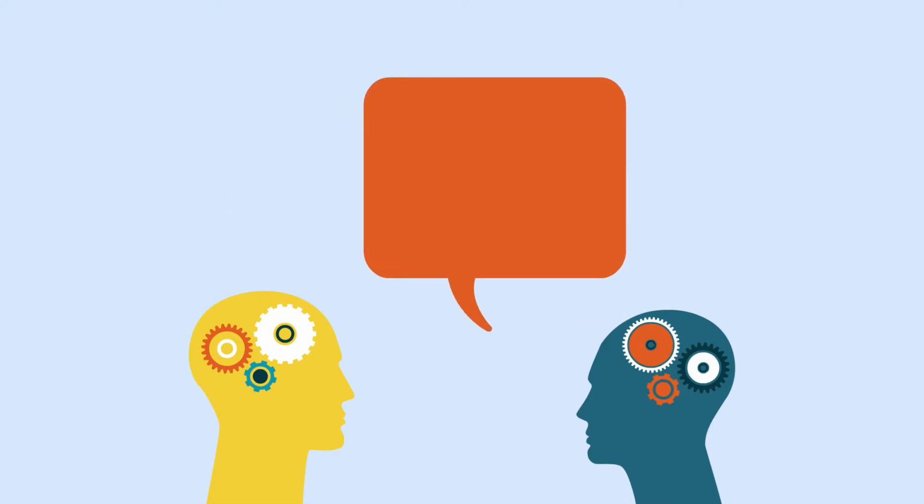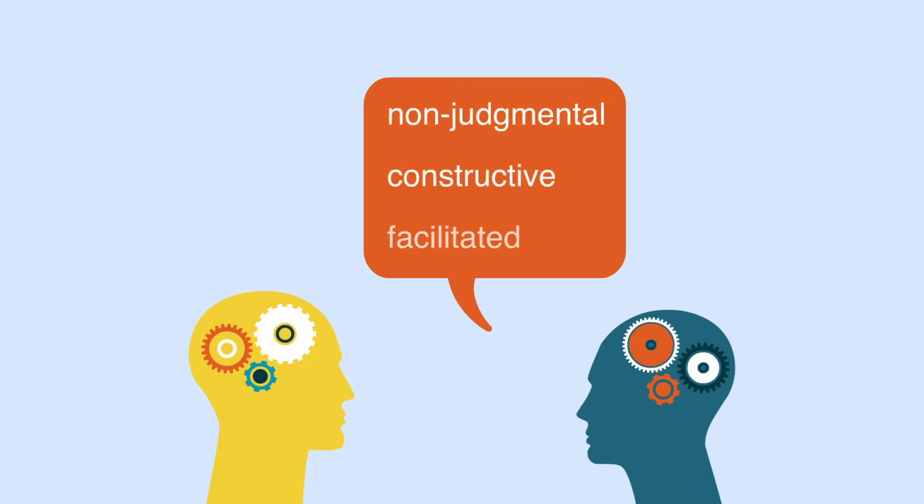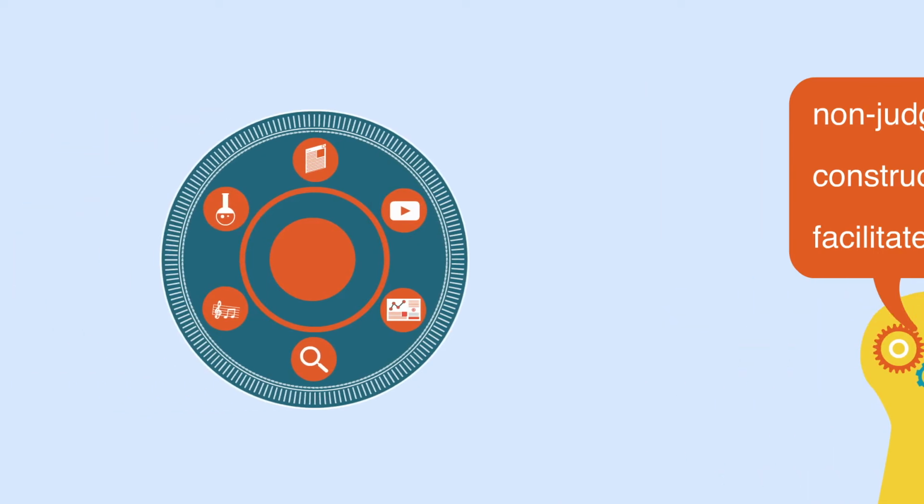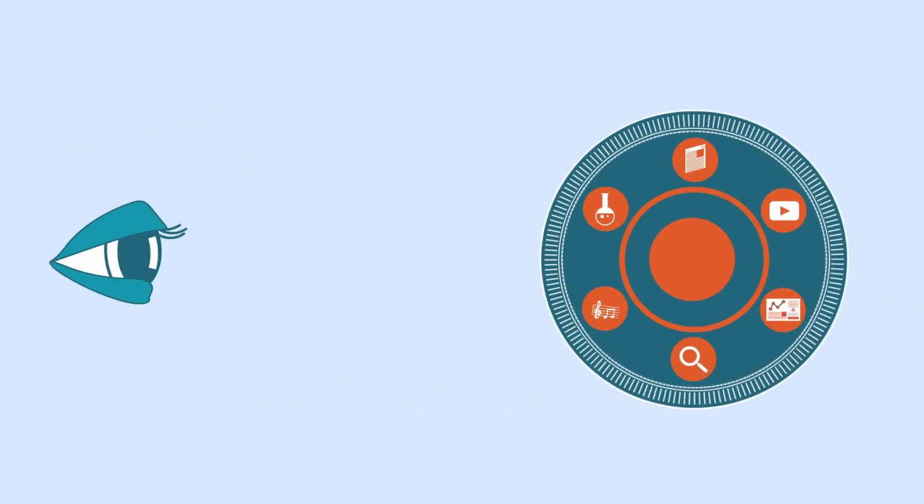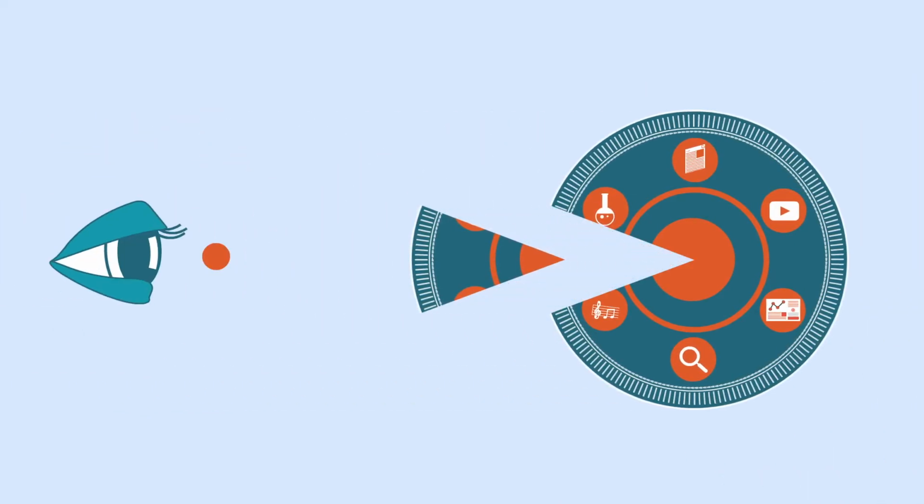Formative peer observation is distinct from evaluating or ranking. It is non-judgmental, constructive, and facilitated dialogue. When you observe a course, you are only seeing a slice of the experience, so it's not possible to know everything about someone's teaching from this one encounter. However, the observation can be a starting point to a broader conversation.